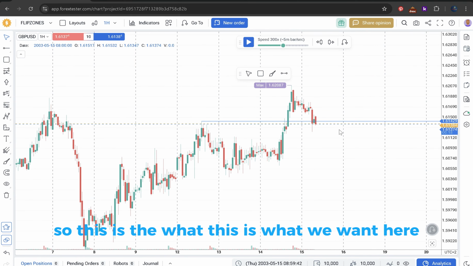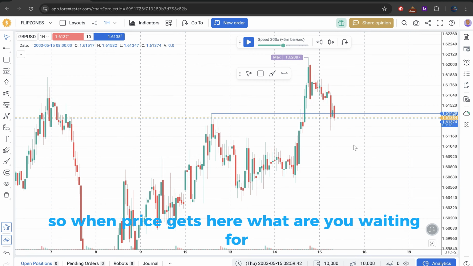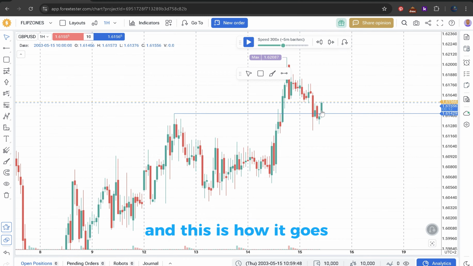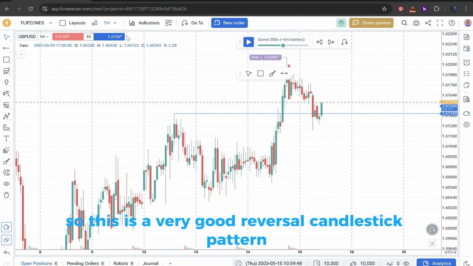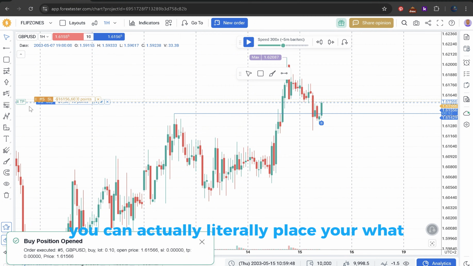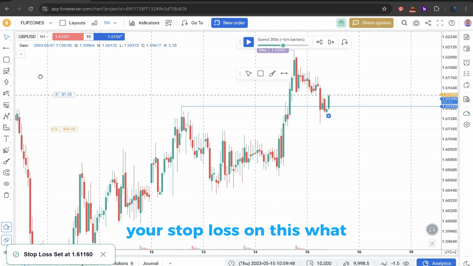So when price gets here, what are you waiting for? You are waiting for a reversal candlestick pattern. And this is how it goes. So this is a very good reversal candlestick pattern. You press buy here, and after pressing buy, you can actually place your stop loss on this Forex Tester software.